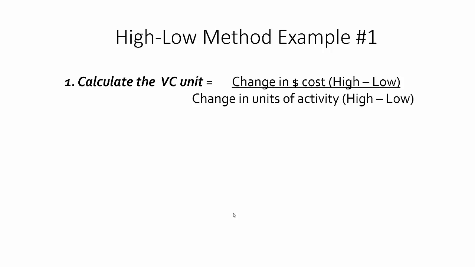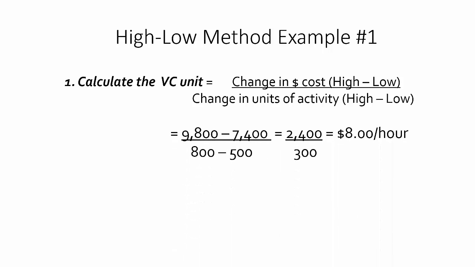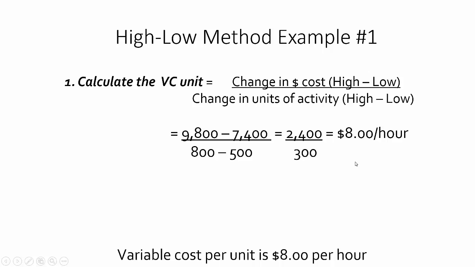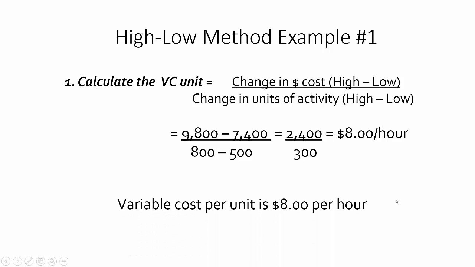So we take the $9,800 cost at the high level of activity, subtract the $7,400 cost at the low level of activity, and we get a change in cost of $2,400. We're going to divide that by the change in activity, the high level of activity minus the low level of activity, or 300 hours. This gives us $8 per hour. So our variable cost per unit is $8 per hour.